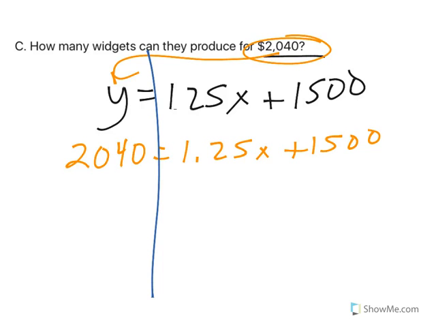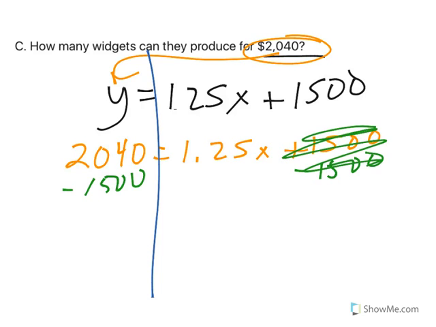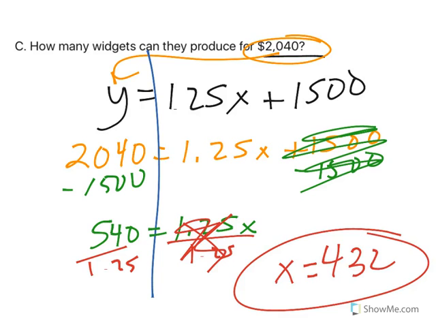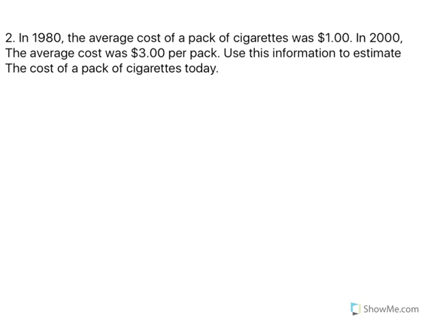We want to get X by itself, so first we're going to subtract 1,500. That'll get rid of this and give me 540 equals 1.25X. We divide both sides by 1.25. That goes away, and X is 432. So if they produce 432 widgets, that will be their cap of $2,040. So you can go both ways with these examples. Let's do a different type of example here.